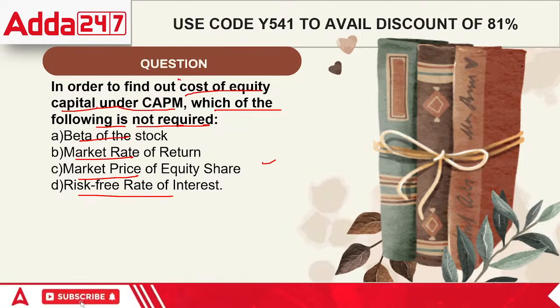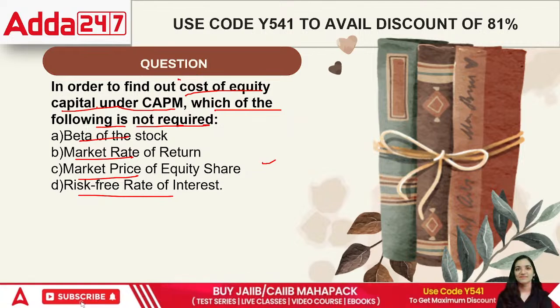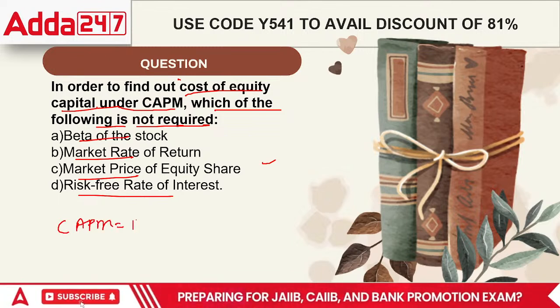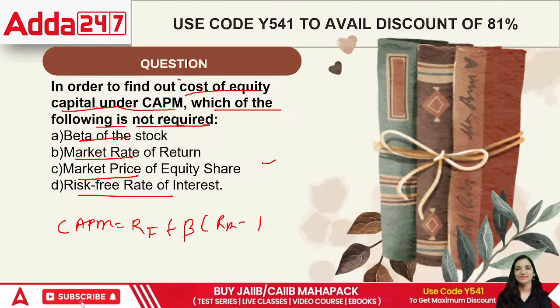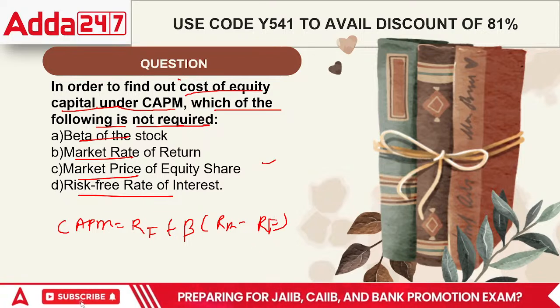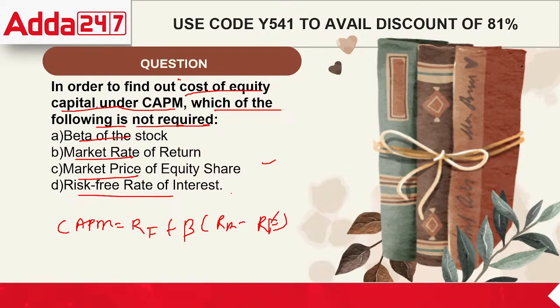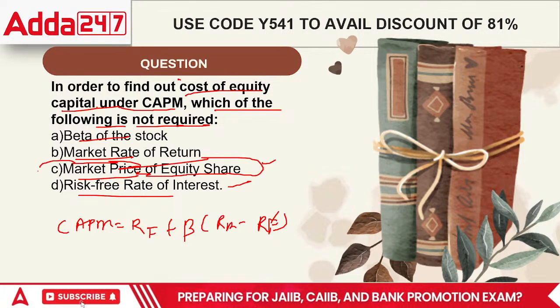In terms of the CAPM model, that is the capital asset pricing model, the formula for finding the return is risk free rate plus beta, multiplied by market rate minus the RF, right? So in this case, which one is not required? See, market rate is required, beta is important, and the risk free rate of return is important, but what we do not need is the market price of the equity shares.